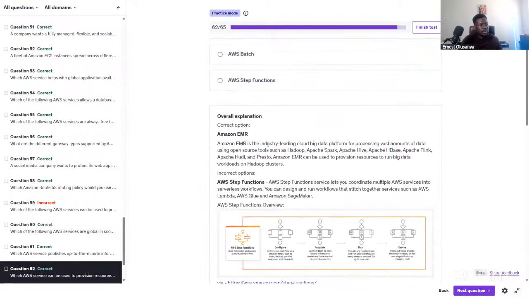So EMR is the industry leading cloud big data platform. It works with Hadoop, Apache Spark, Apache Hive, Apache HBase. So these are all the different things that work with EMR. So if you see any of these, that's the correct answer to pick.